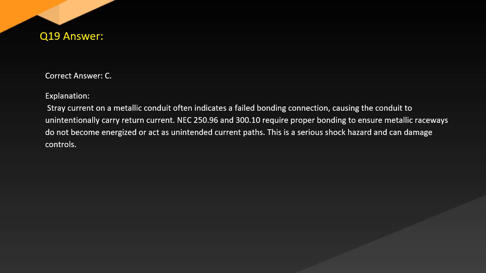Answer. Correct answer: C. Explanation: Stray current on a metallic conduit often indicates a failed bonding connection, causing the conduit to unintentionally carry return current. NEC 250.96 and 300.10 require proper bonding to ensure metallic raceways do not become energized or act as unintended current paths. This is a serious shock hazard and can damage controls.